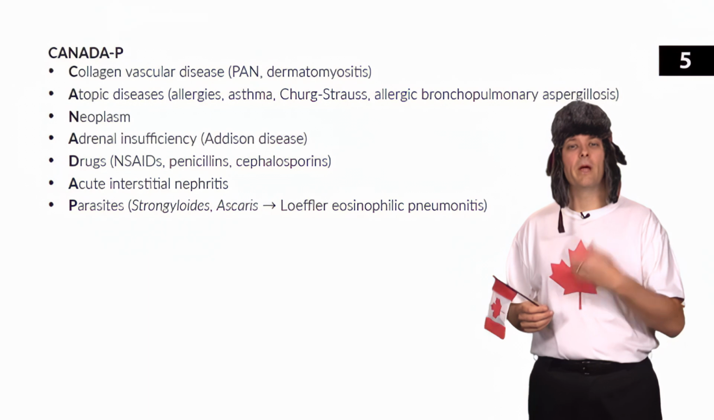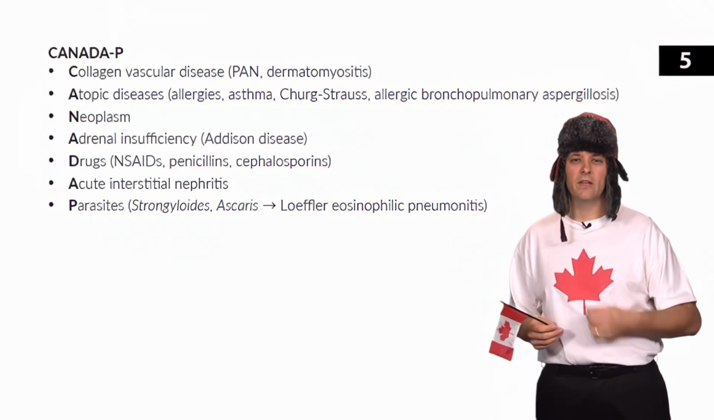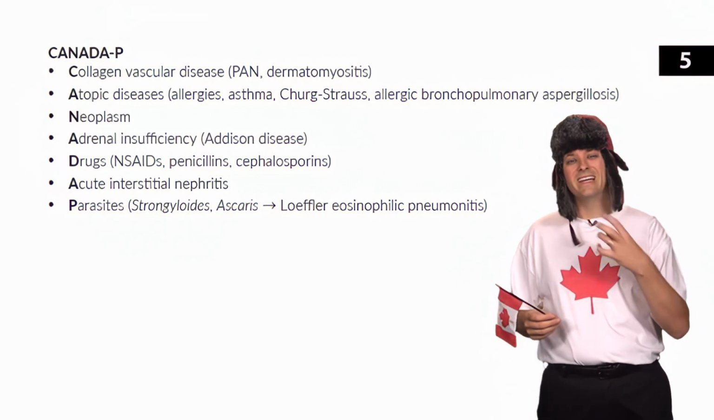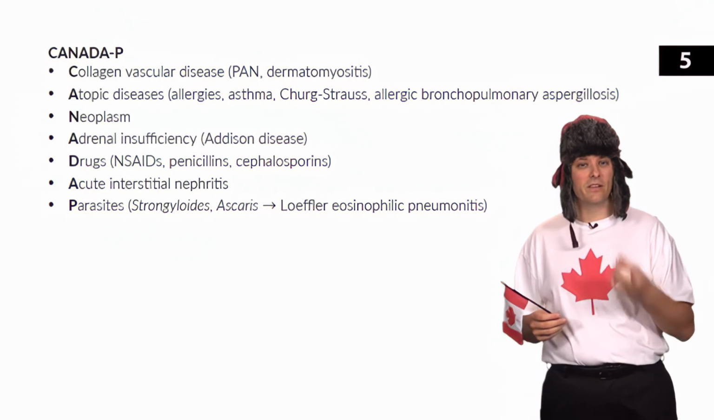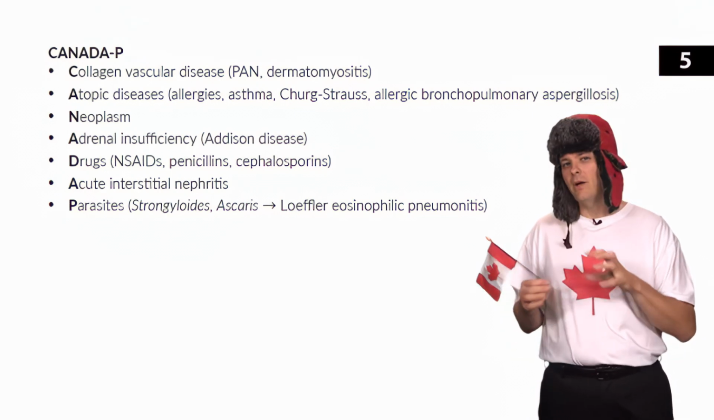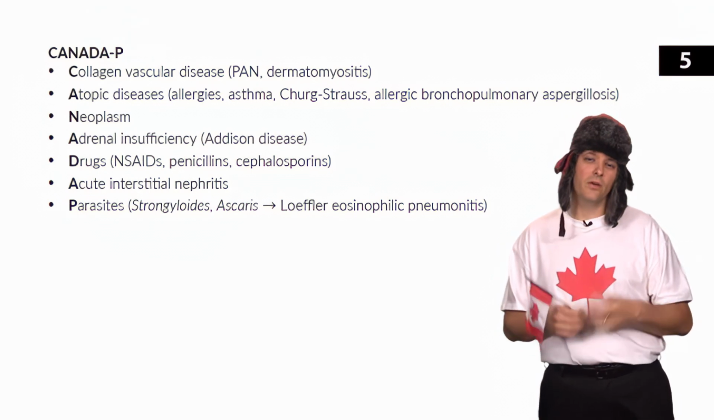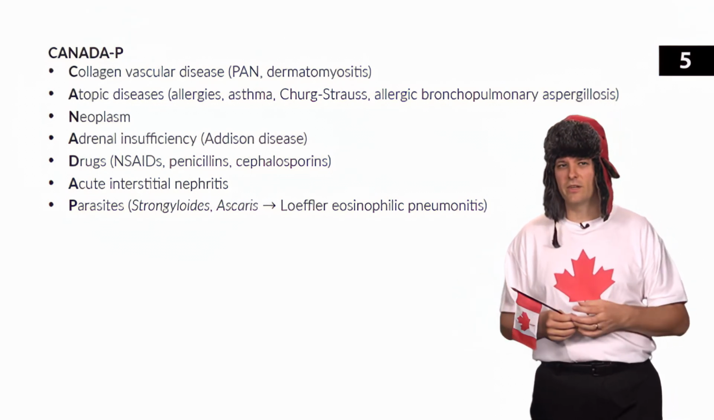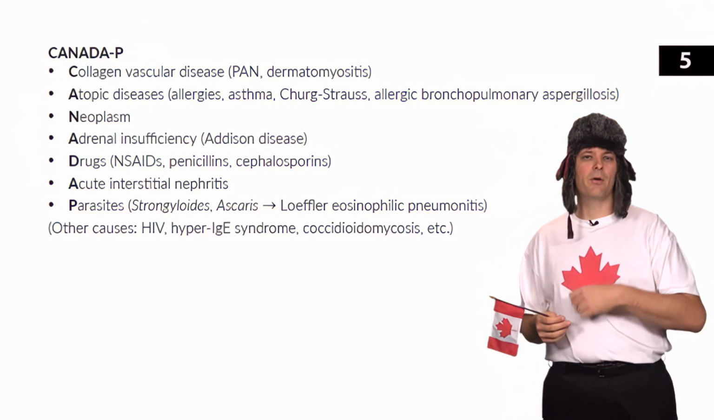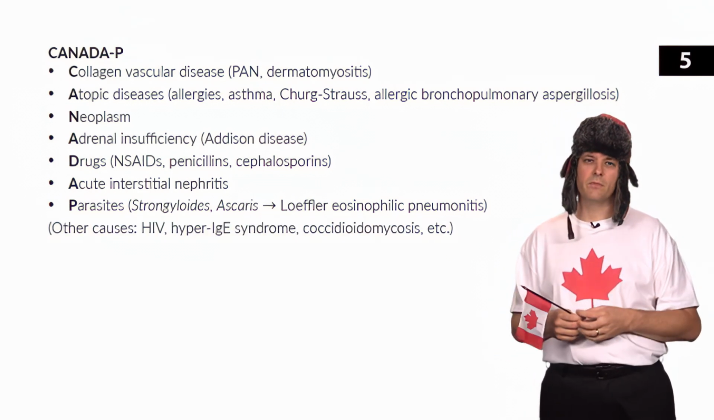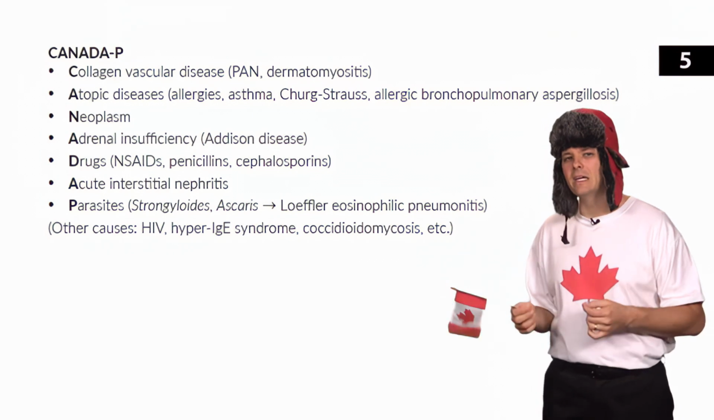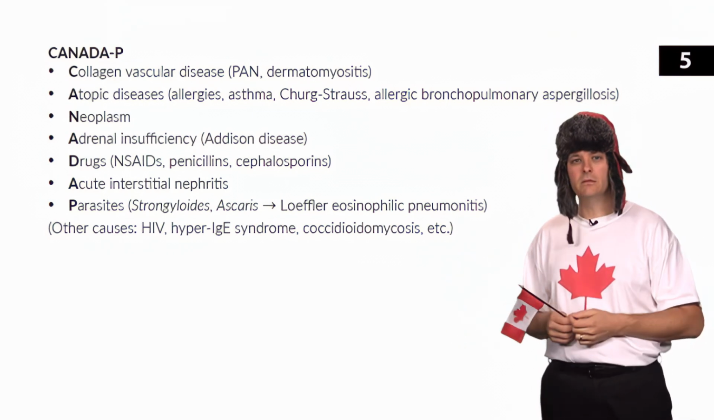And then the P is for parasites, things like Strongyloides and Ascaris. Loeffler's eosinophilic pneumonitis is associated with eosinophilia, obviously. But parasite infection is an important classic cause of eosinophilia. And there are also a handful of other causes of eosinophilia, things like HIV, hyper-IgE syndrome, and so on. So remember, Canada P. It's a pretty good mnemonic, eh?